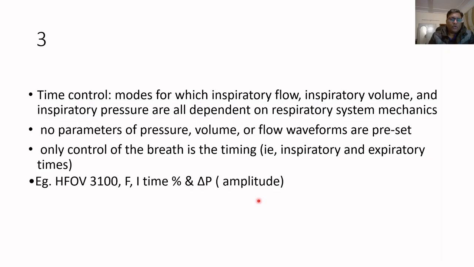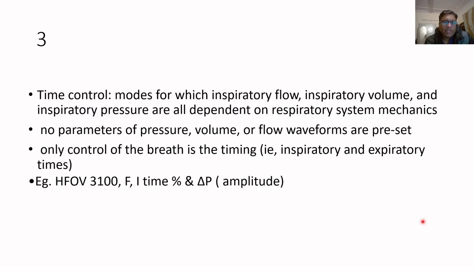One example, which could be the HFOV 3100 ventilators, is where we set the frequency, I time, and amplitude. So here we are setting frequency, which determines cycle time. The I to E ratio is determined by the I time, amplitude, delta P. Here the ventilator does not target tidal volume or flow directly. Tidal volume again will depend upon the oscillation amplitude, the frequency, and the lung mechanics, compliance and resistance. So that's why it is considered time controlled ventilation.